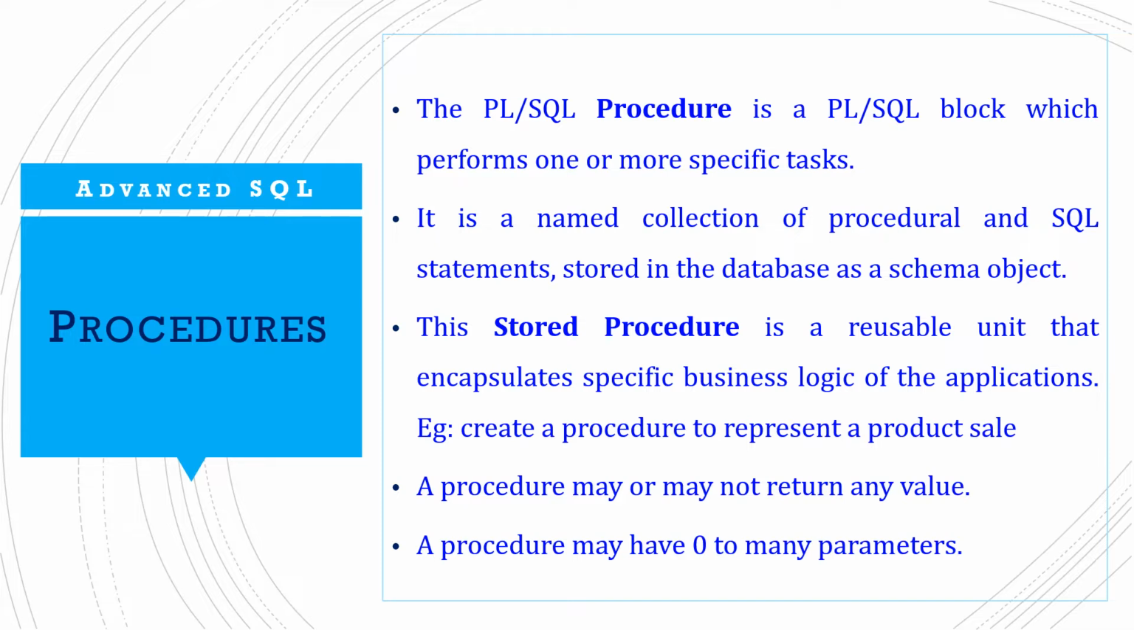A procedure may or may not return a value. That's a major difference between the function and the procedure. The function should return a value, but the procedure may or may not return a value. And a procedure, like a function, can have 0 to many parameters.